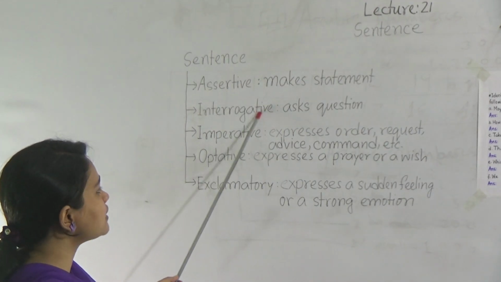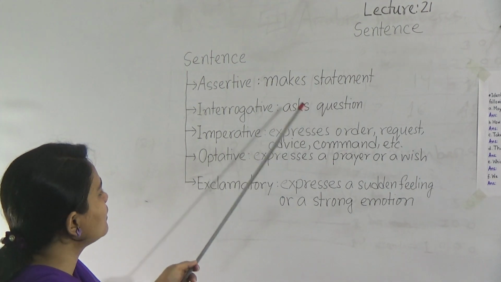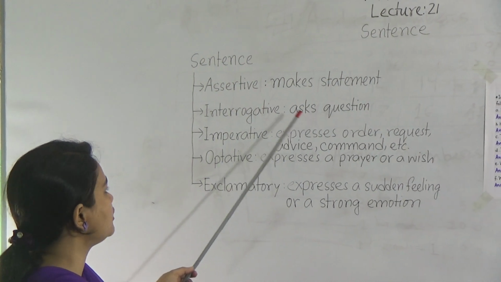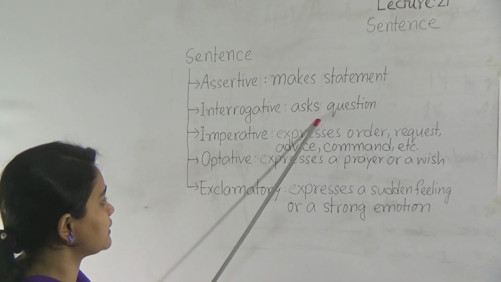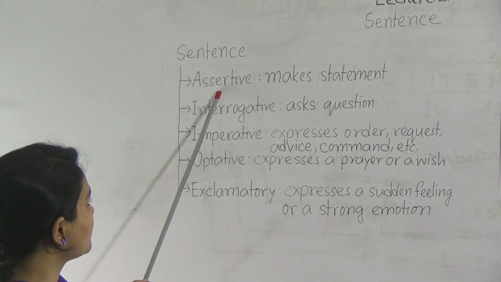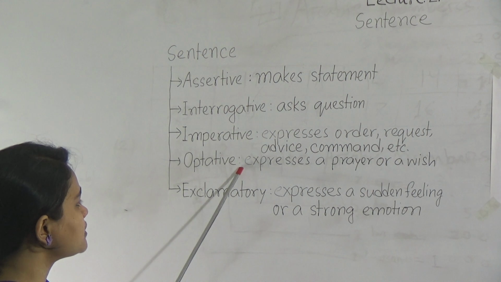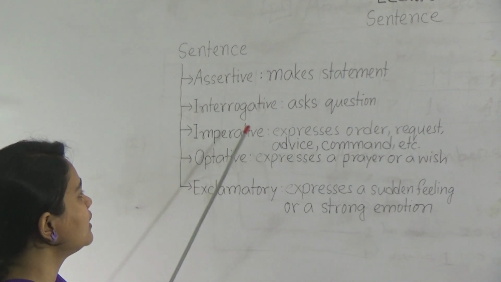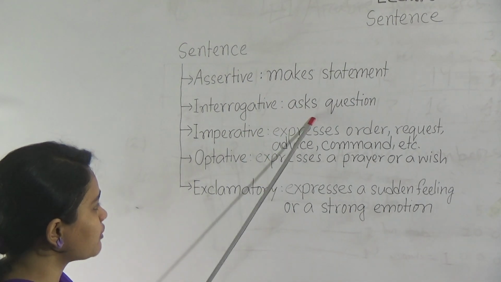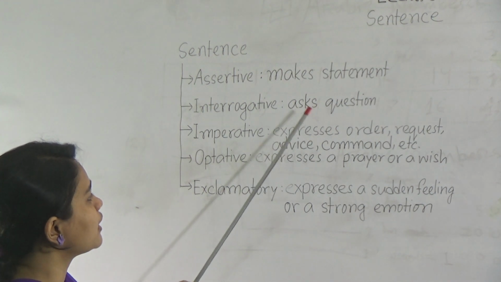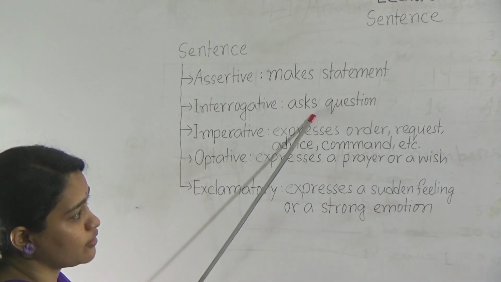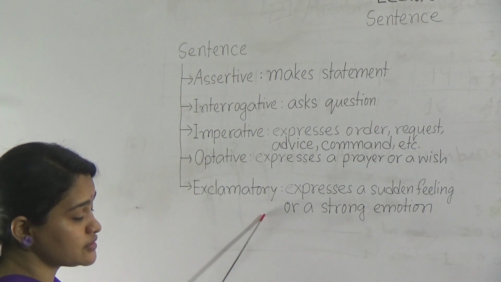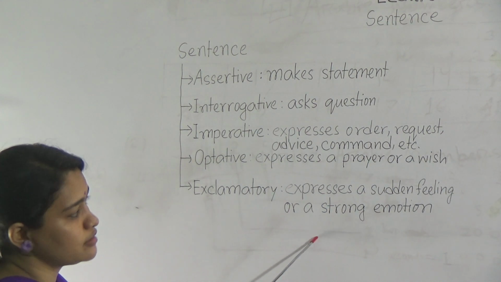And in an interrogative sentence, at the end of the sentence we will use a question mark, otherwise it will not be an interrogative sentence. And remember, in assertive, imperative and optative sentences we will give a full stop at the end of the sentence. In an interrogative sentence we will put a question mark at the end of the sentence. And in an exclamatory sentence you will use an exclamation mark.